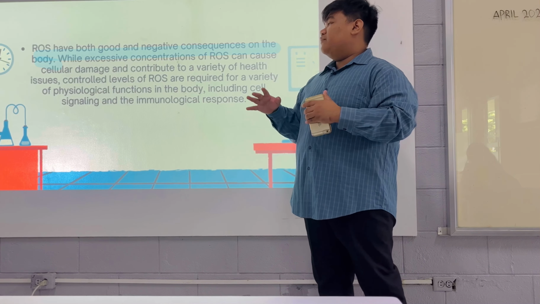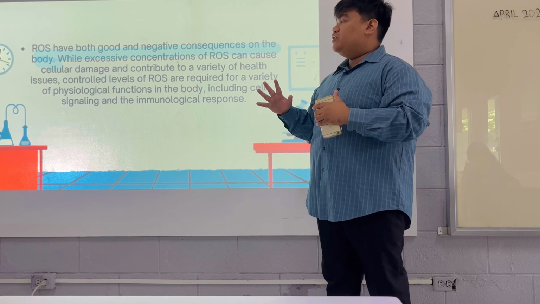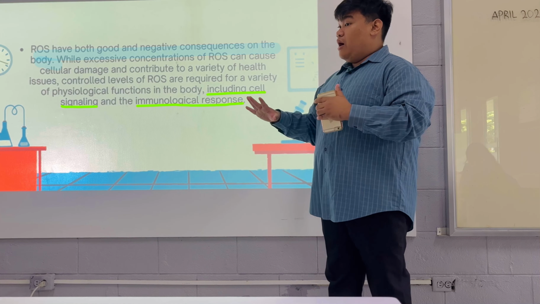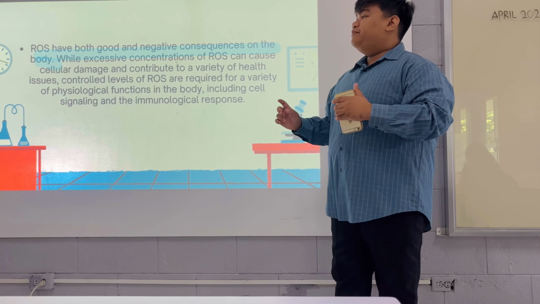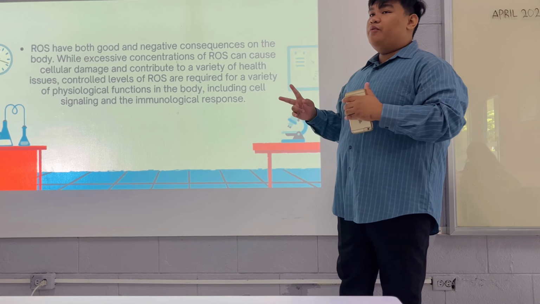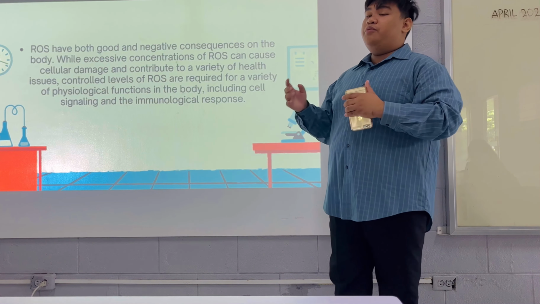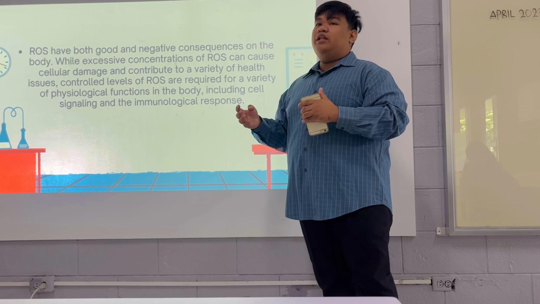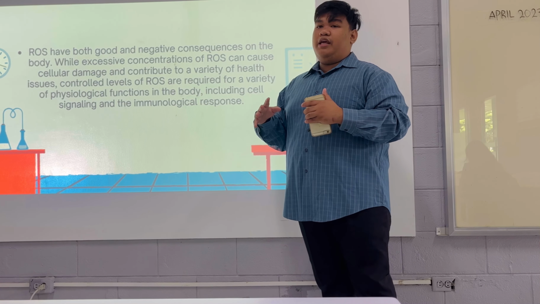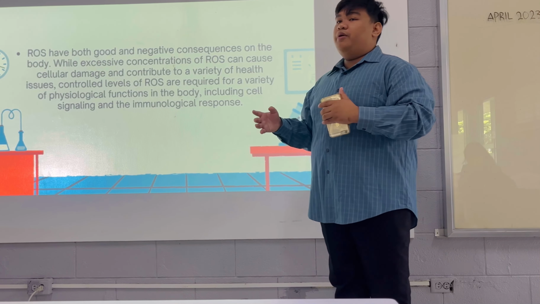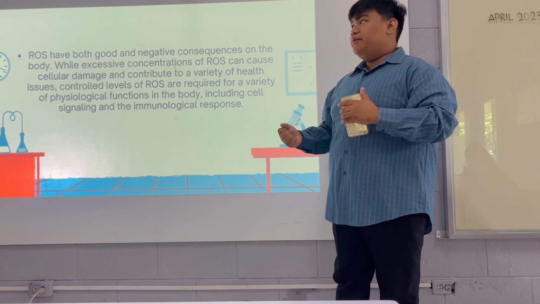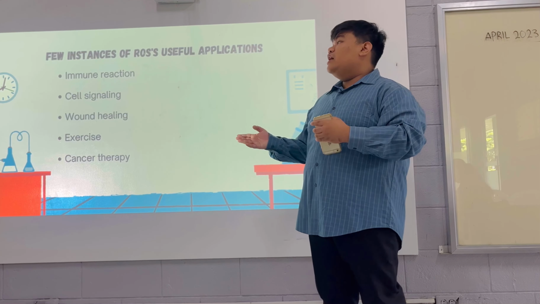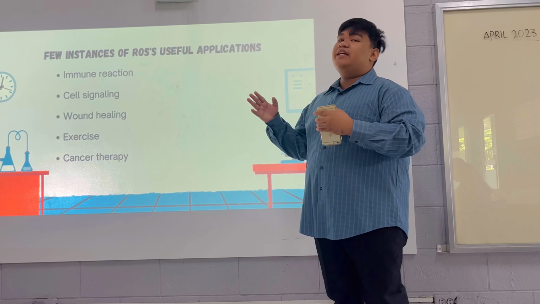Controlled levels of ROS are also required for a variety of physiological functions in the body, including cell signaling and immunological responses. Some ROS are used for immune response and signaling, while others are also used as signalers for stressors such as UV radiation, and as antimicrobials for fungi and bacteria. As said before, the useful applications of them are immune response, cell signaling, wound healing, exercise, and cancer therapy.